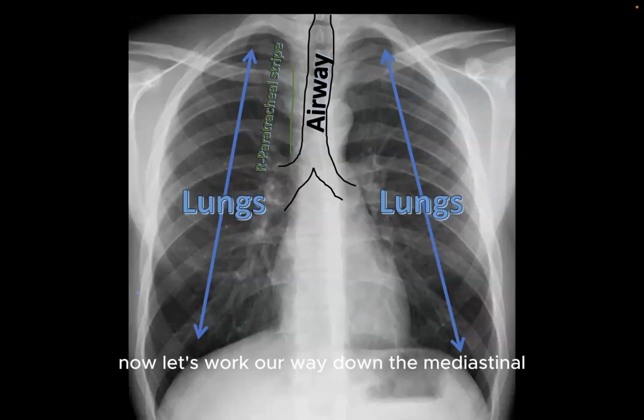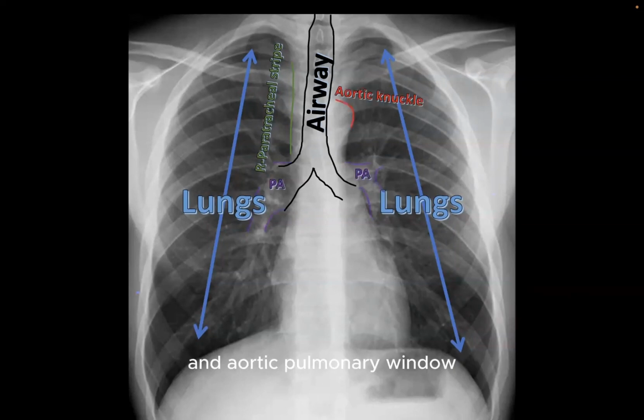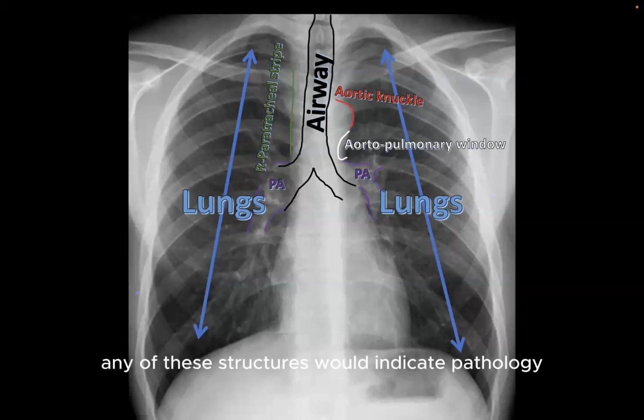Now let's work our way down the mediastinal structures. First we want to see a crisp and clear right paratracheal stripe, aortic knuckle, pulmonary arteries, and the aortopulmonary window. Effacement of any of these structures would indicate pathology, for example tumor.